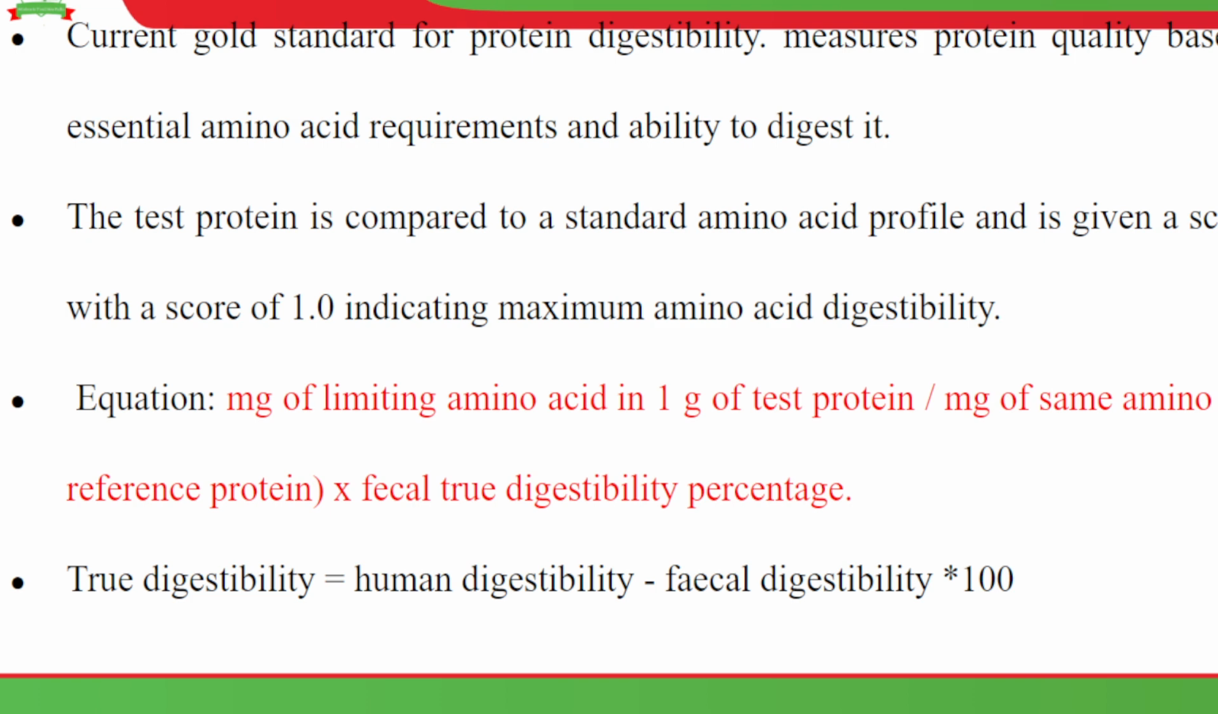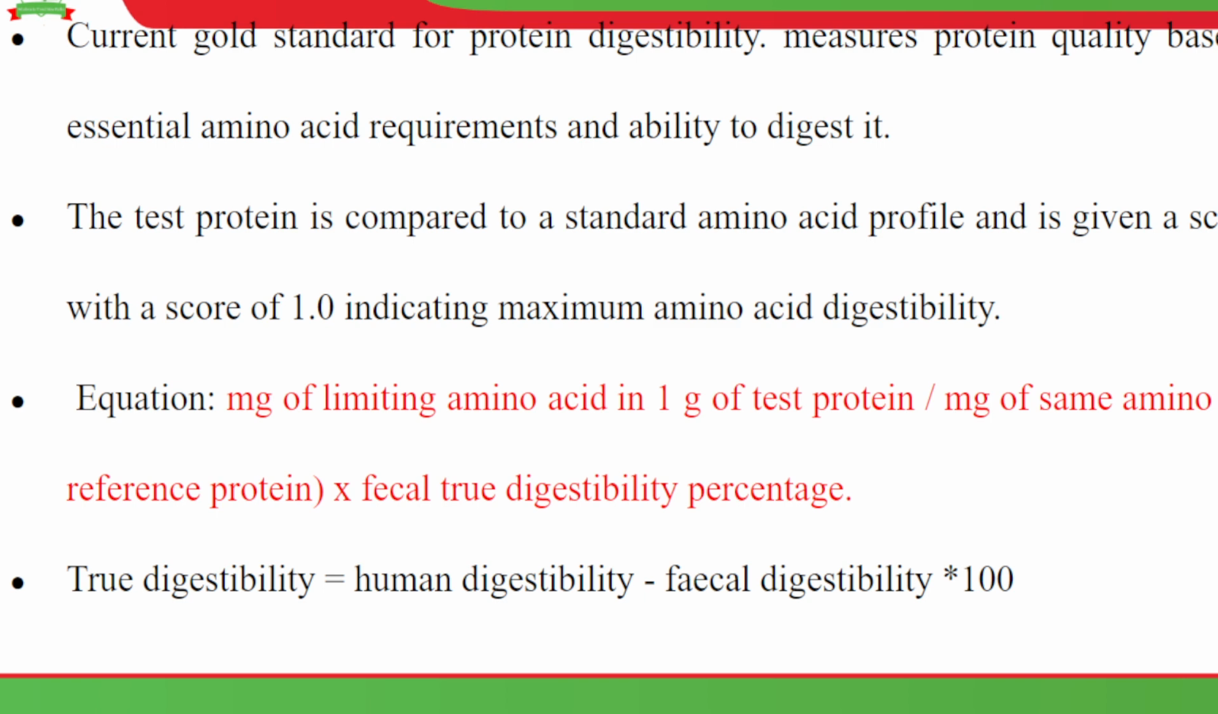PDCAAS. It is the current gold standard for protein quality, biological value being one of them long ago. Currently, it's the protein digestibility corrected amino acid score. It measures protein quality based on the human essential amino acid requirements and the ability to digest it. Your ability to digest the particular protein, and that protein meets the requirement for your essential amino acids. So the test protein here is compared to the standard amino acid profile and is given a score from 0 to 1, with a score of 1 indicating maximum amino acid digestibility.